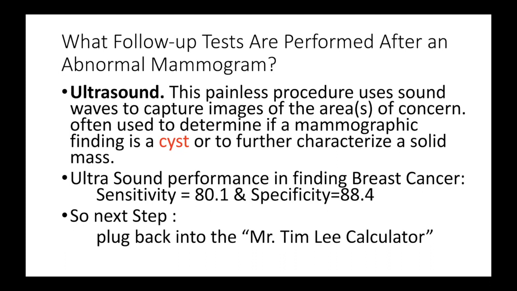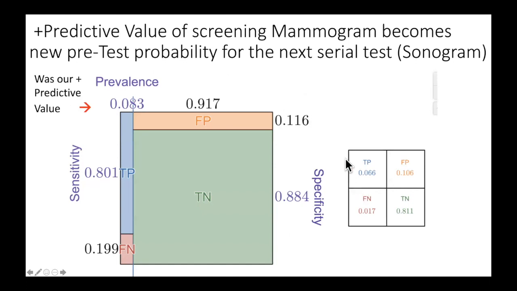If that's just a bag of fluid that's causing an abnormal mammogram, that's great. So now I'm going to add a second test serially on top of the first test, and it's got a sensitivity and specificity of its own. So we take out Mr. Lee's calculator, and look where the 8.3 is now, the 8.3%.